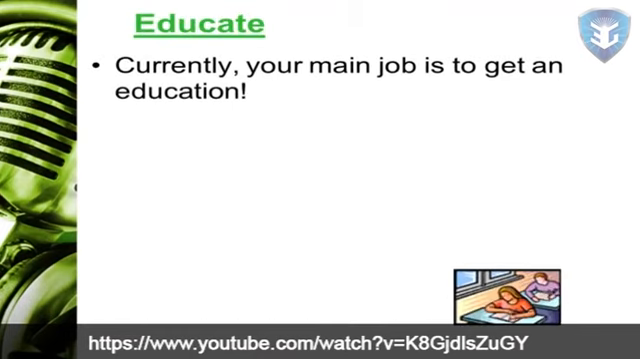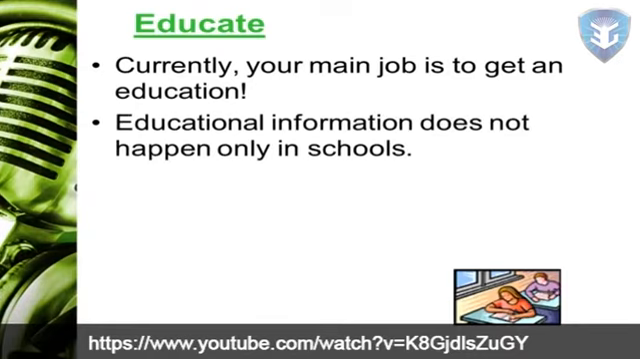The second one is, currently your main job is to get an education. So we communicate to educate. And educational information does not happen only in schools. As a matter of fact, if you only learn things in school, you're probably not going to be a very wise person. I think there needs to be a balance of school and other things in life that you learn from. Your greatest learning period is going to be the age of birth to 1 year.